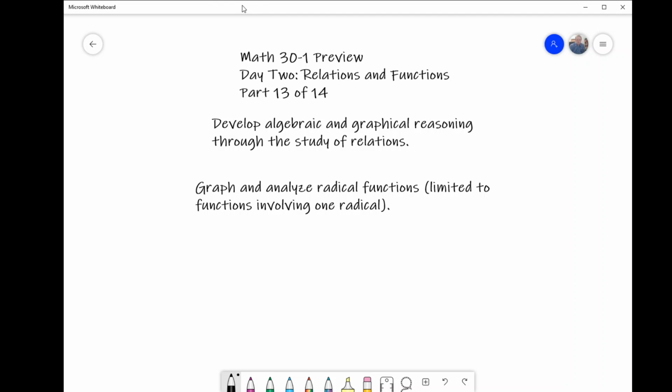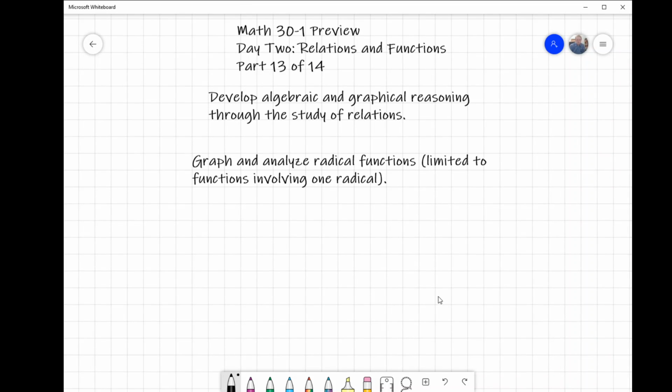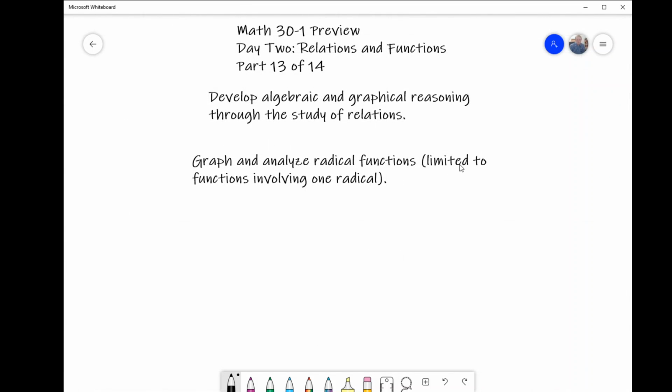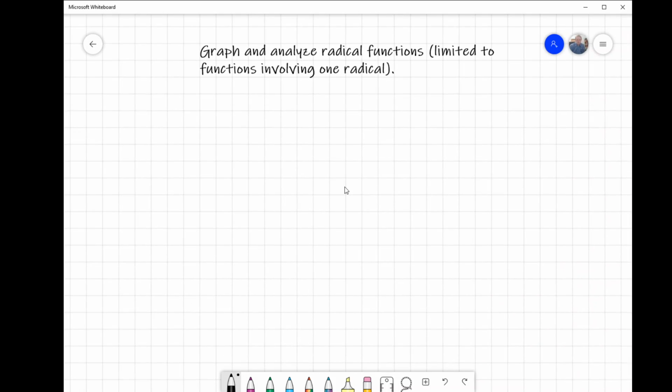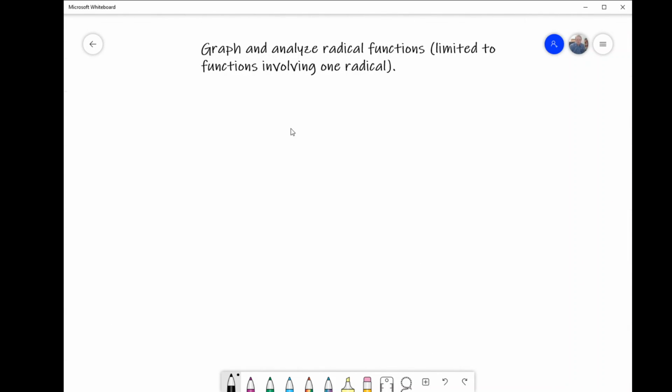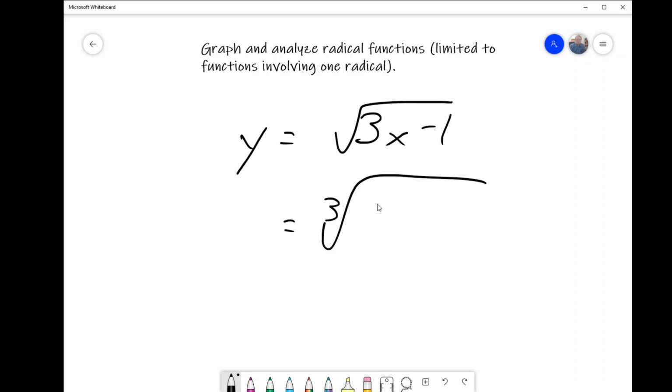Topic 13 of 14 for our Relations and Functions unit is going to be graphing and analyzing radical functions, limited to functions involving one radical. So remember, these are functions that involve these radical signs. So it could be square roots, it could be cube roots. We could have a number of different functions here. But this is one of the things that we're going to be keying into and looking at.